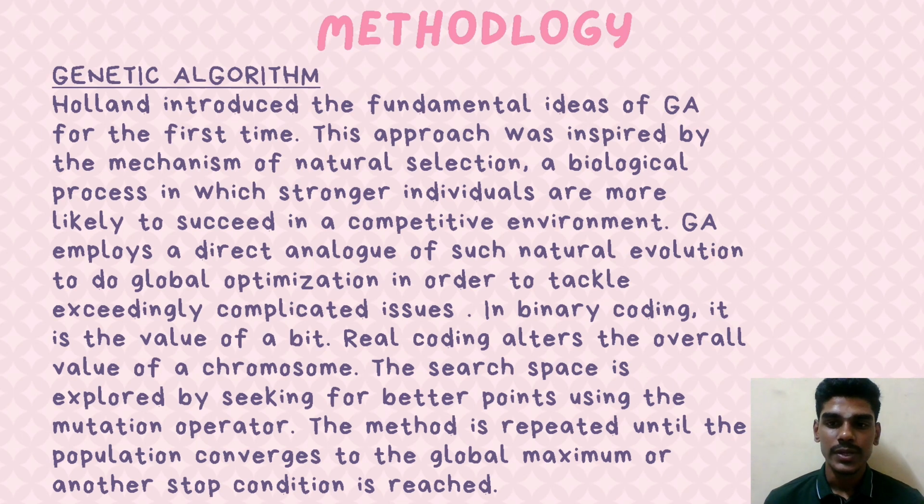In binary coding, it is the value of a bit. Real coding alters the overall value of the chromosome. The search space is explored by seeking better points using the mutation operator. The method is repeated until the population converges to the global maximum or another stop condition is reached.